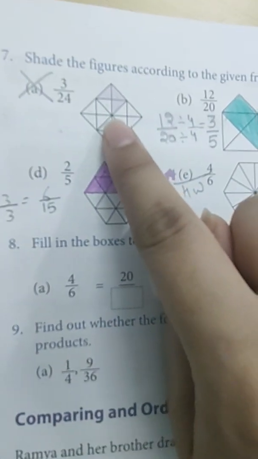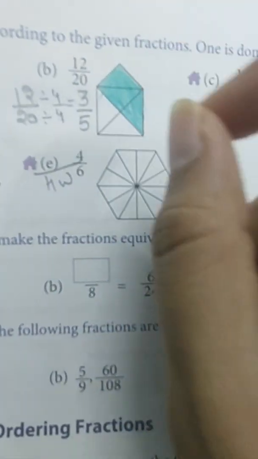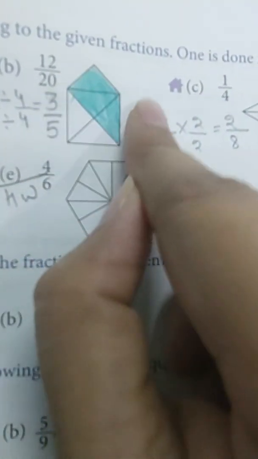Now please come to question number 7 here. But this part is given wrong, so we are not going to do this one. Shade the figure according to the given fraction. So according to the given fraction you have to shade. Now please cut this number because this figure is given wrong here. Now let us do this one, B part, 12 and 20. Now 12, if you can see here, we are not having any 20 divisions. We are having only 5 divisions. So it means that 5 divisions you have to change into lowest term.